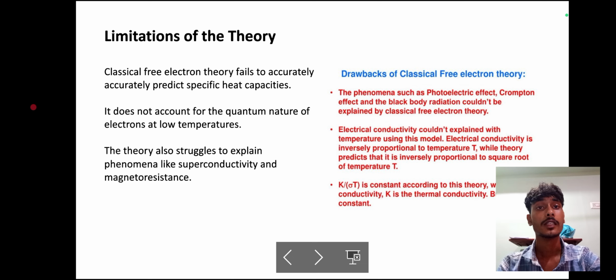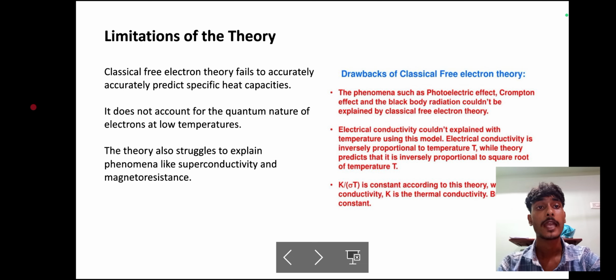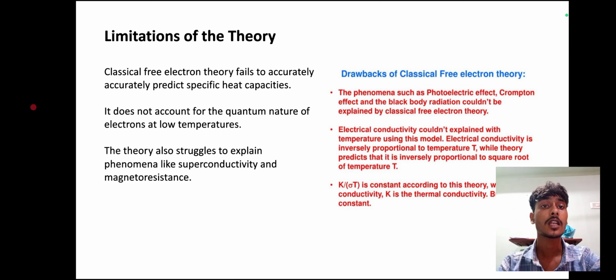Limitations of the theory. The classical free electron theory fails to accurately predict specific heat capacities. It does not account for the quantum nature of electrons at low temperatures. The theory also struggles to explain phenomena like superconductivity and magnetoresistance.